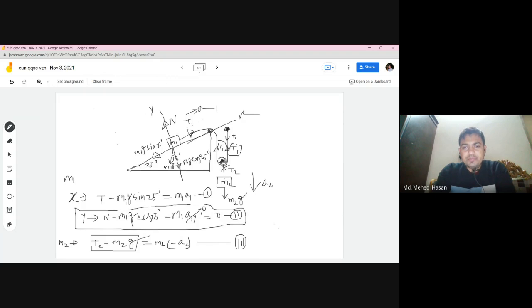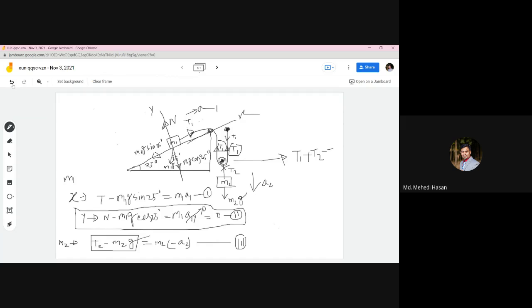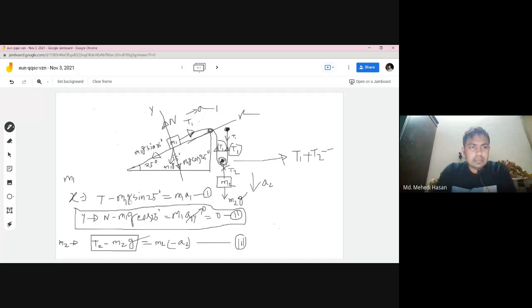And again, due to the massless pulley, if we consider the pulley system, the net force acting on the pulley is T1 plus T1 minus T2. We say the pulley is massless, so this net force equals ma.